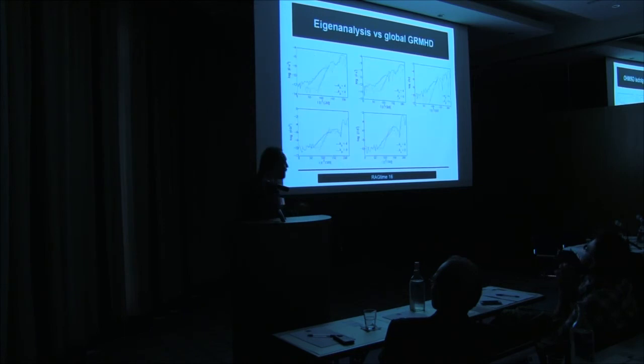Okay, so now what we did is we tried to take the data from these global 3D MHD simulations, or 2.5D GRMHD simulations. They were done by Chris Fragile. And we tried to fit the results of our linear perturbative analysis onto the growth rates calculated from the quantities outputted by this global GRMHD code.